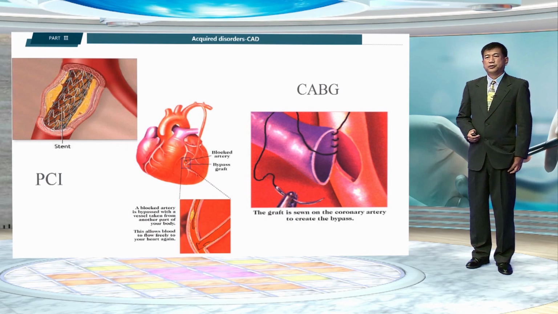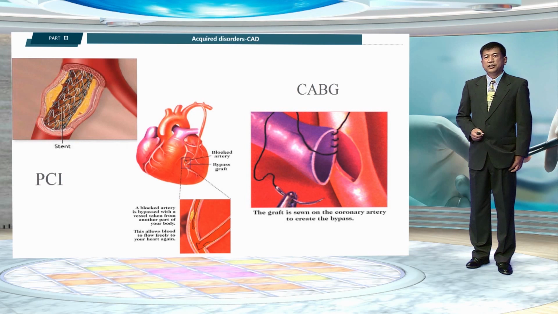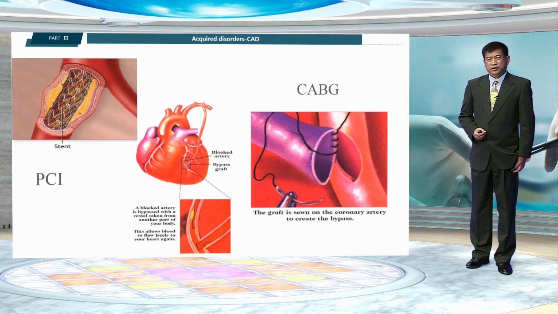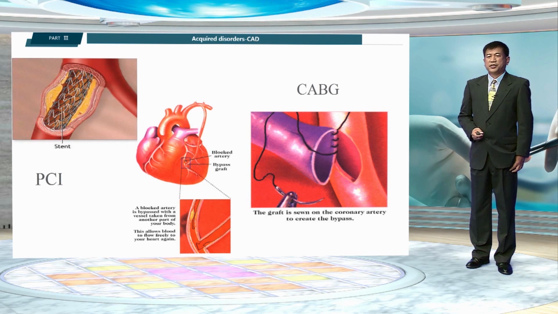And this drawing shows the treatment of coronary artery disease. The left one shows the PCI. That means the stenotic coronary artery is dilated first with a balloon, and then a stent is inserted into the coronary artery to stabilize the dilatation of the coronary artery. As for coronary artery bypass grafting, it's easy to understand. A blocked artery is bypassed with a vessel taken from the human body, and this allows the blood to flow freely to the distal myocardium.